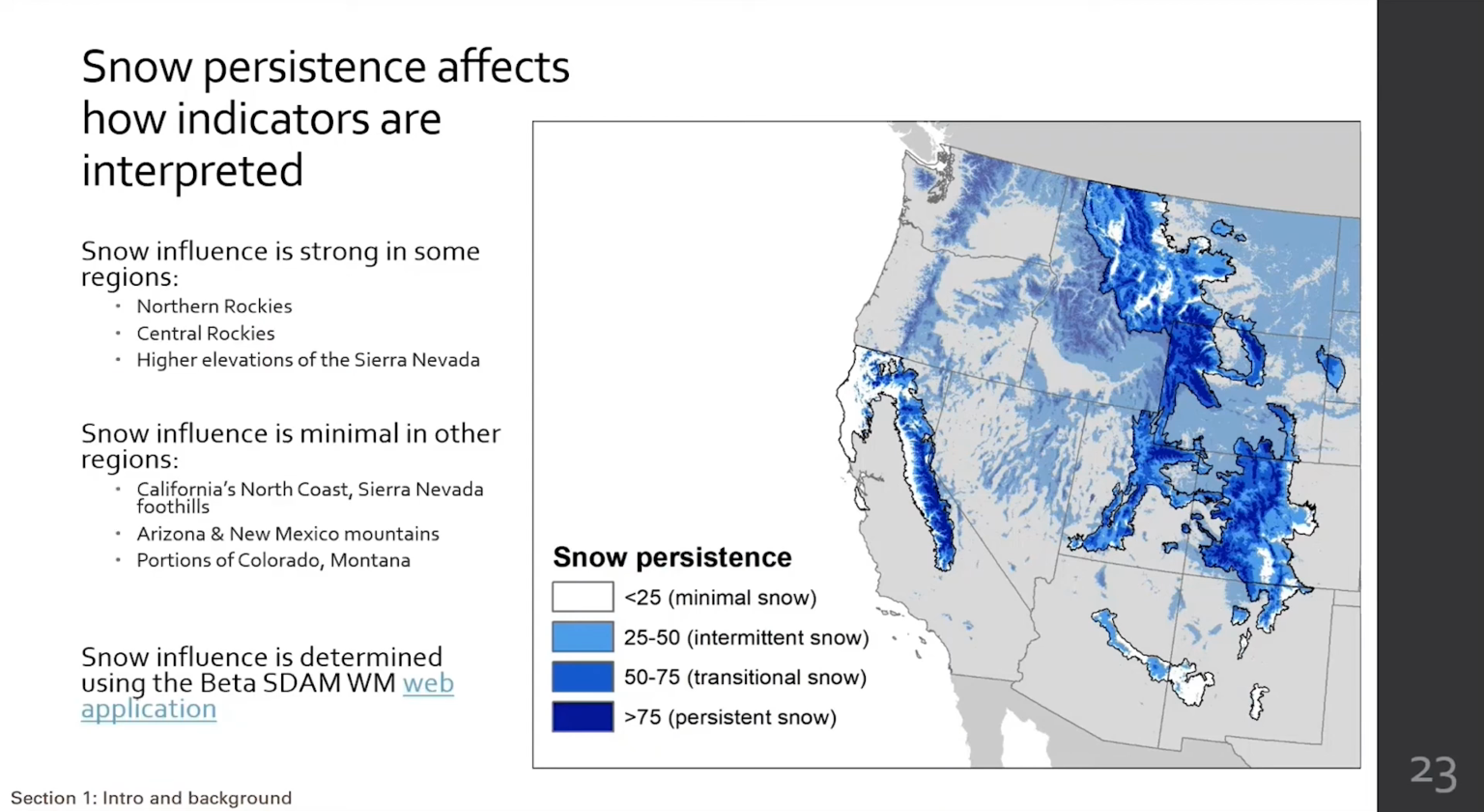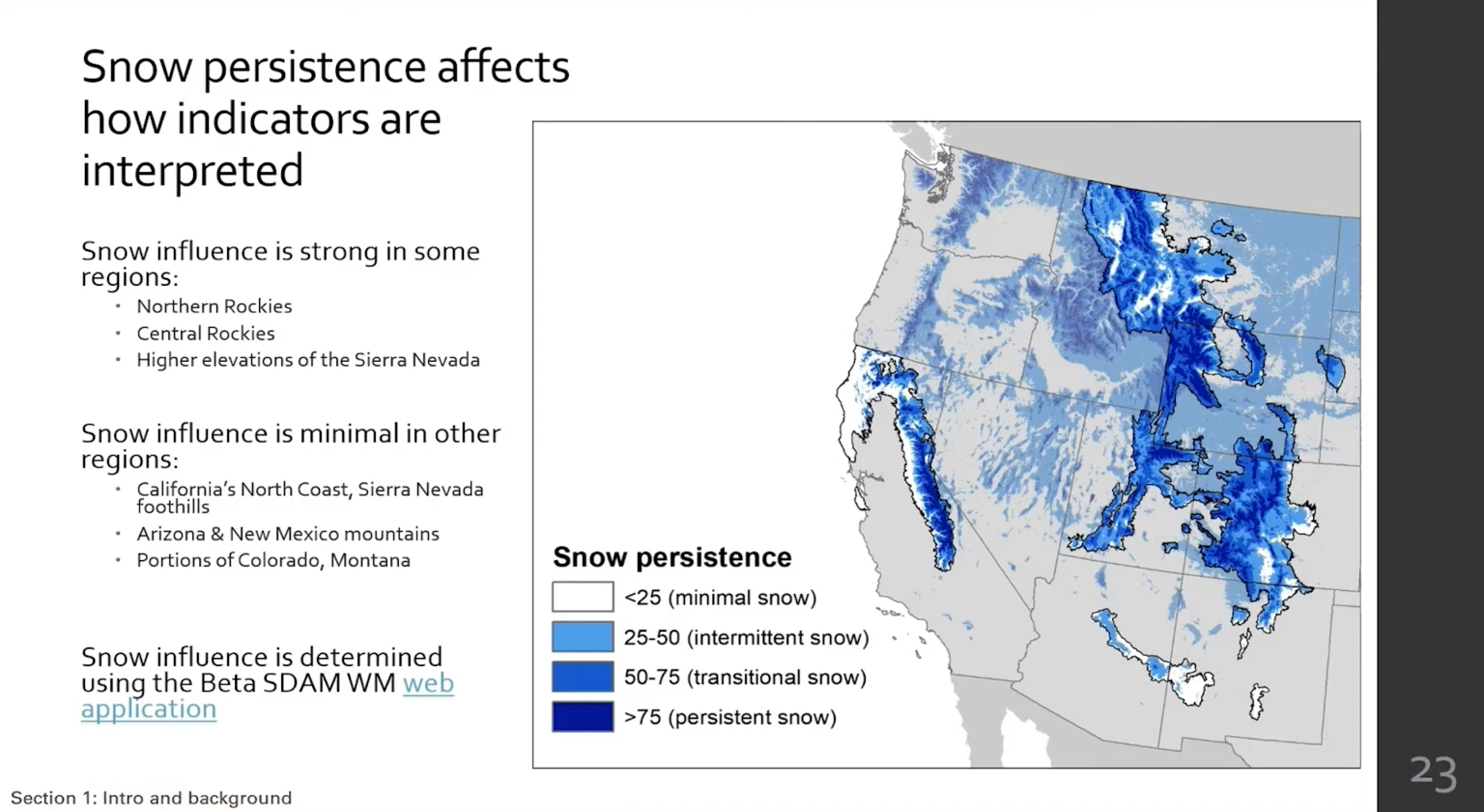The snow influence is strongest in the northern and central Rockies, as well as the higher elevations of the Sierra Nevada in California, but it's pretty minimal in California's north coast, the California Sierra Nevada foothills, the mountains of Arizona and New Mexico, as well as scattered portions of Colorado and Montana.